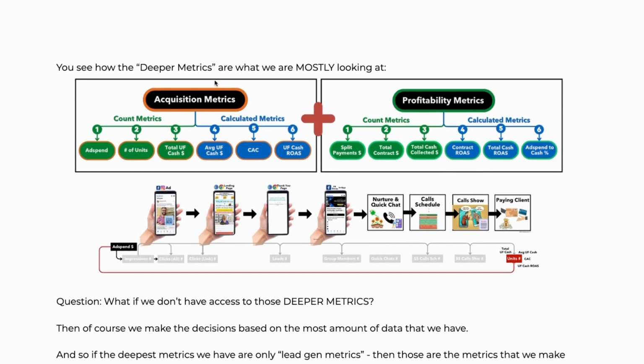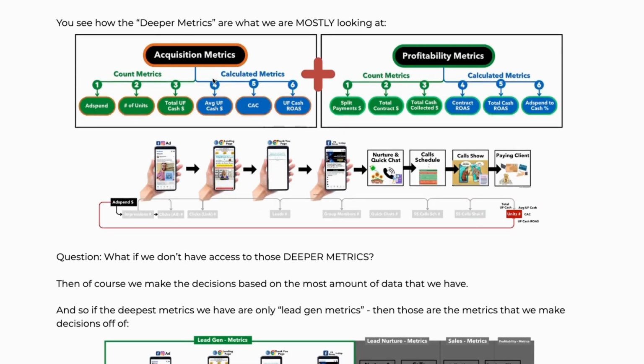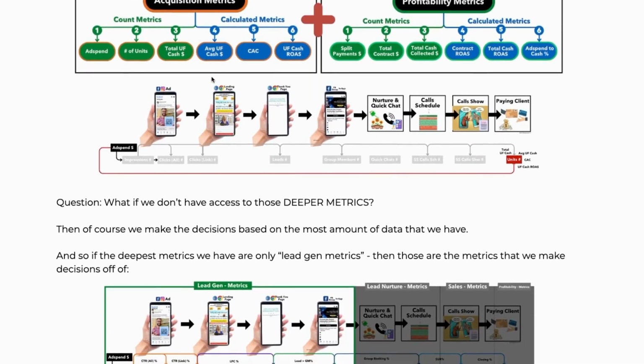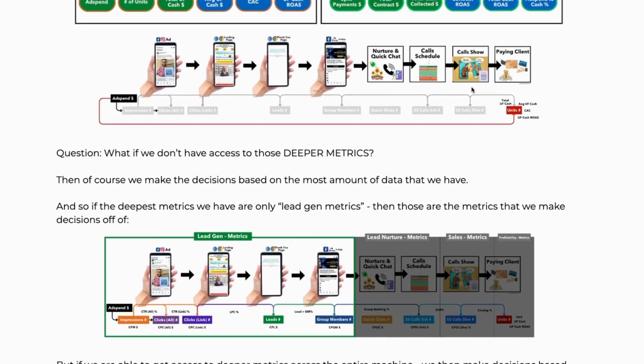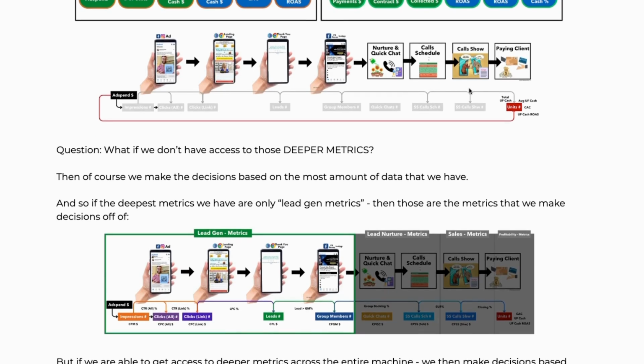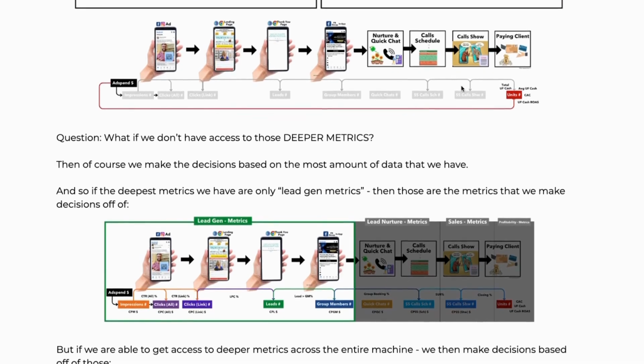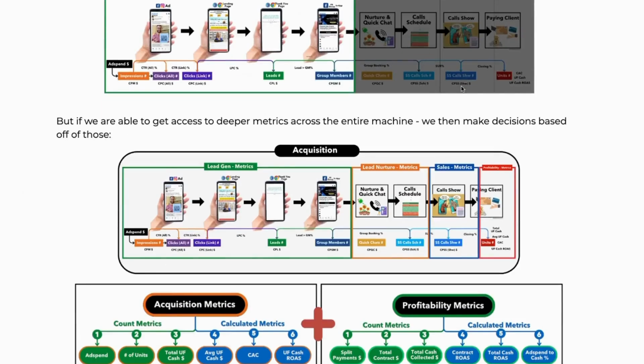And now the question, I've answered this a gazillion and 2 times already, but I'm going to hit it again. If we do not have access to those deeper metrics, then of course we make decisions based on the most amount of data that we do have. And so if the deepest metrics that we have are only the lead gen metrics, maybe group members, maybe leads, whatever that might be, we go ahead and optimize and make decisions around that.